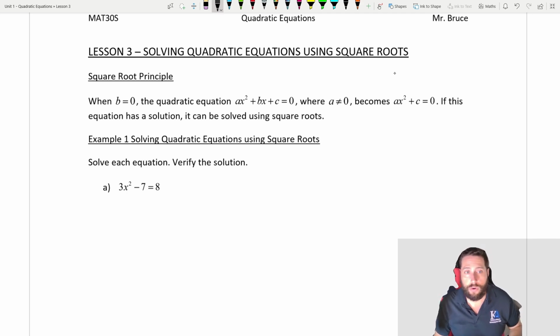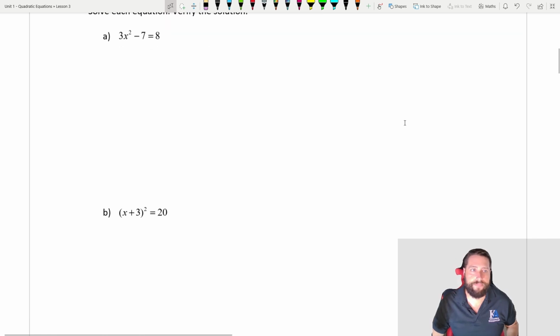When b is equal to 0, the quadratic equation ax squared plus bx plus c equal to 0, where a cannot be 0, becomes ax squared plus c is equal to 0. If this equation has a solution, it can be solved using square roots. So what do I mean by that? Well, let's solve it with some examples.